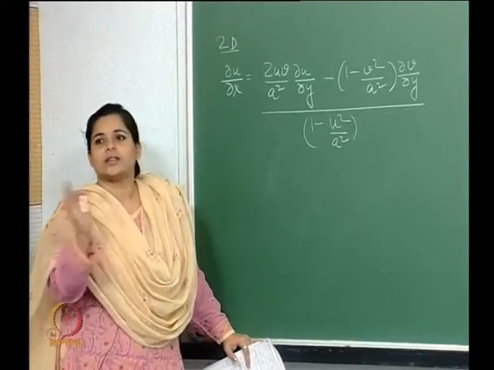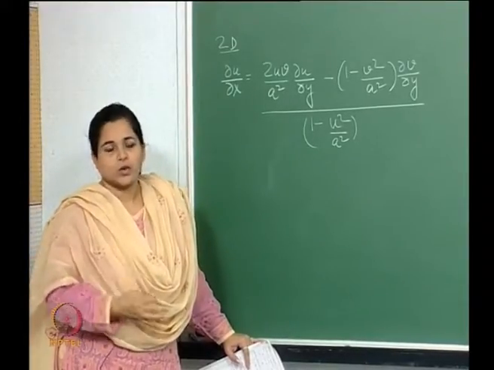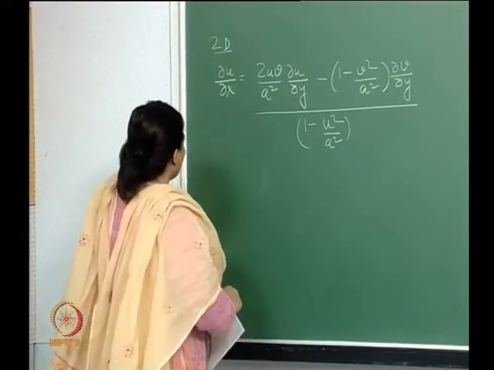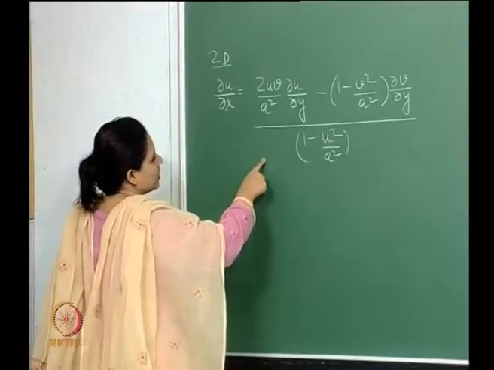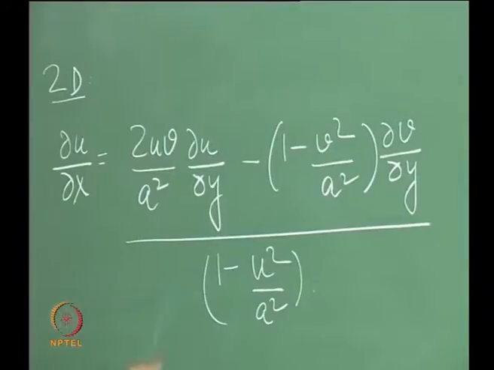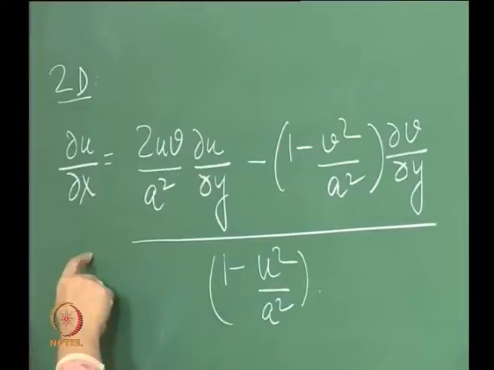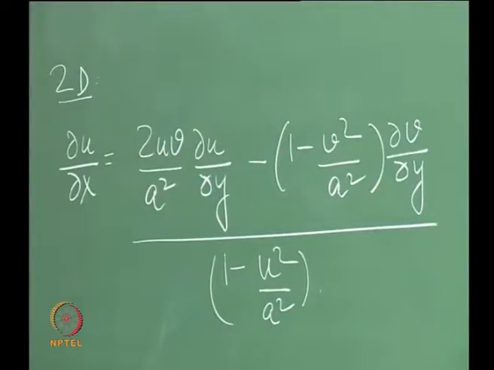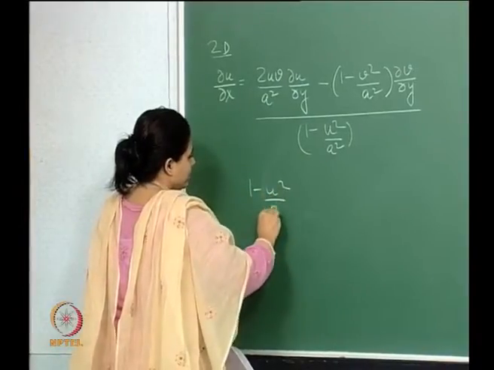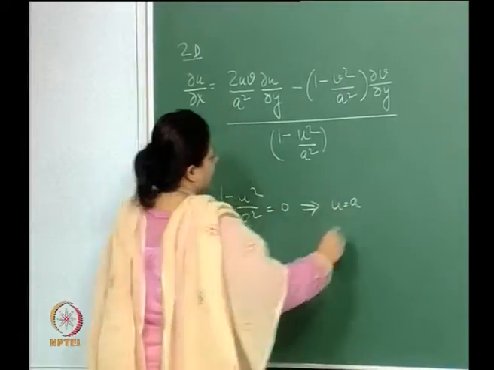Having divided the domain in that flow field, which we are discretizing in a certain way, there is a catch: this will exist only as long as this is not 0. When this becomes 0, then del u del x becomes indeterminate, right. So what we saw is that, this means that u is equal to a.